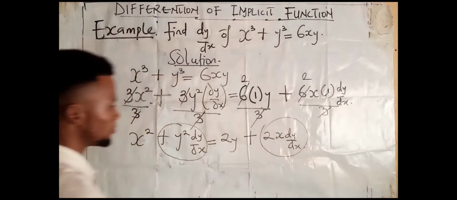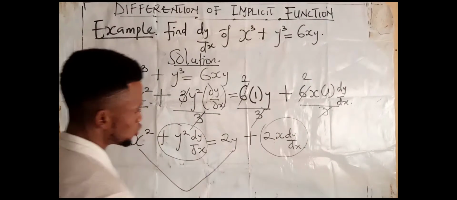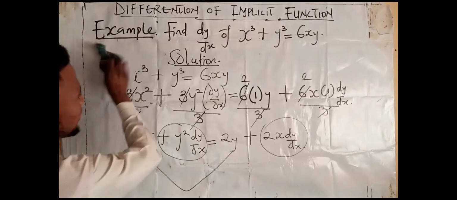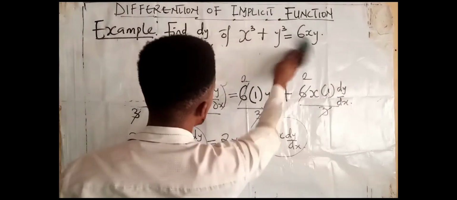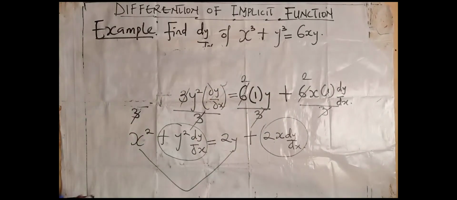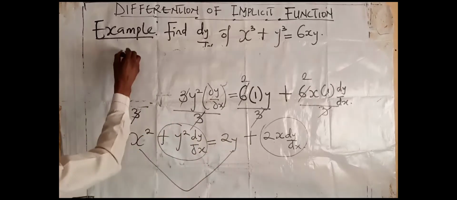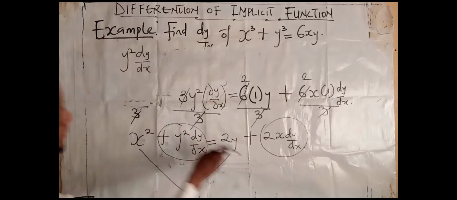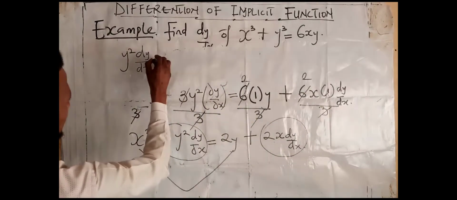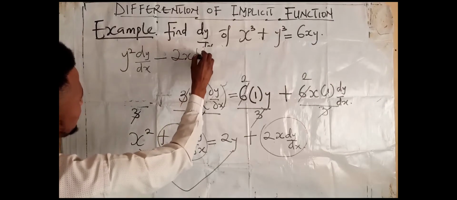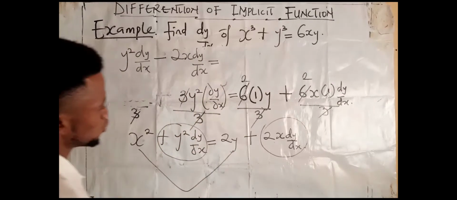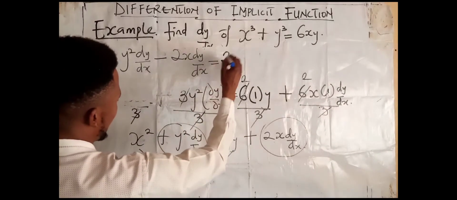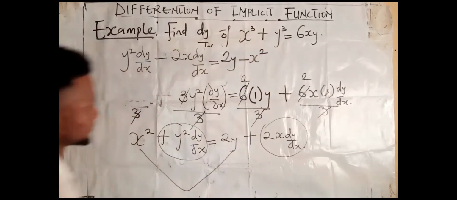So from here, you are going to bring the dy over dx terms together. Now look at how it goes. If I bring these two together, I am going to have y squared dy over dx. When this comes here, it turns to minus 2x dy over dx is equal to, now when this crosses to meet this, this gives me 2y minus x squared.